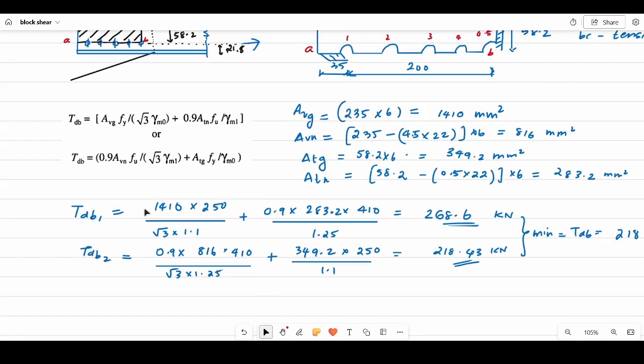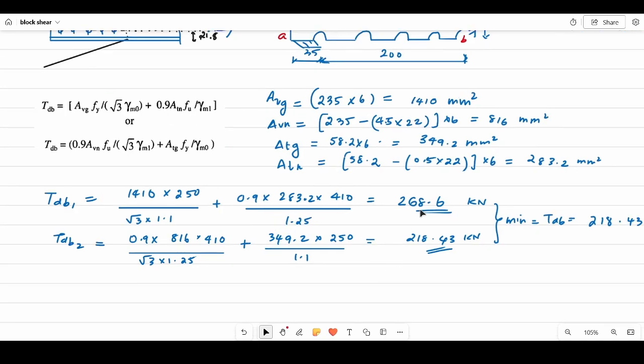Now we will be substituting the values in TDB1: AVG, which is 1010, Fy is 250, root 3, gamma is 1.1, plus 0.9 into ATN, so ATN is 232, and we will be getting a value of 268.6, which is greater than our design load given in the question, the factored load, which is 200. So of TDB1 and TDB2, the minimum will be considered as the block shear strength. Here 0.9 AVN is the net area in shear, Fu is 410, divided by root 3 into gamma m1 for bolts, which is 1.25. Now what is ATG?